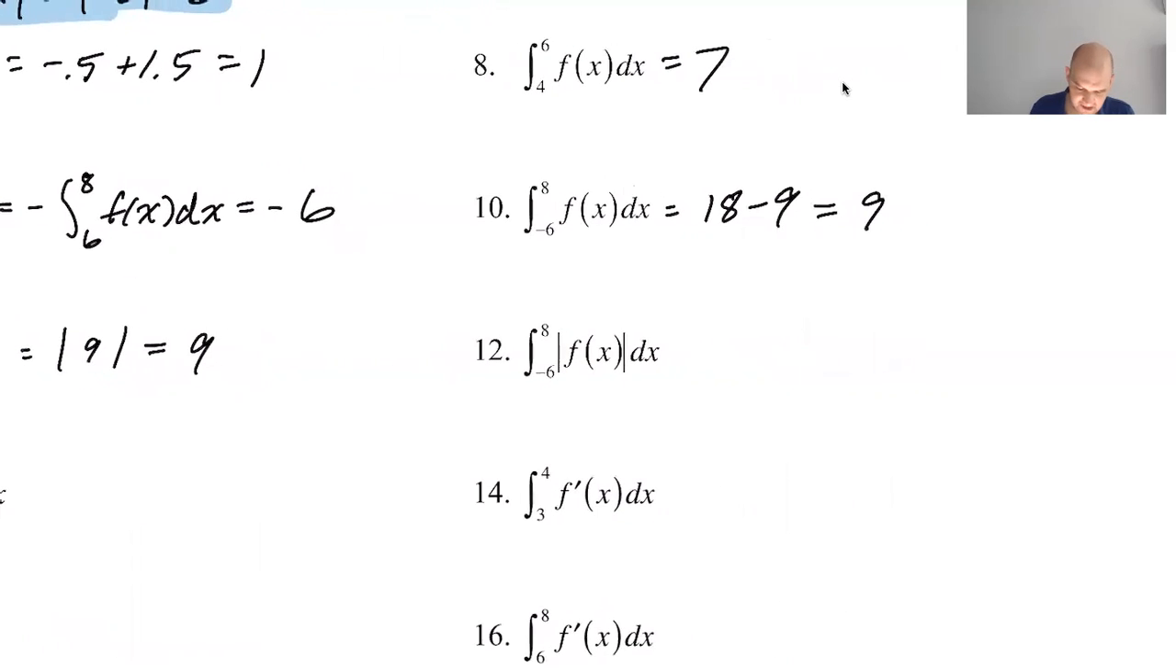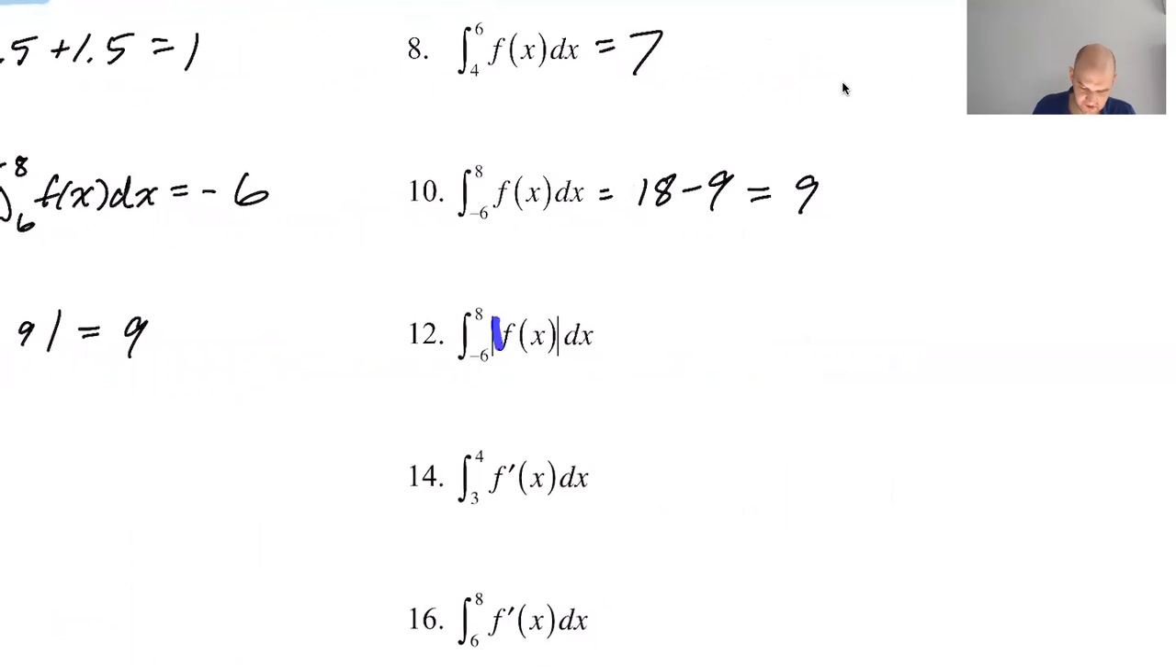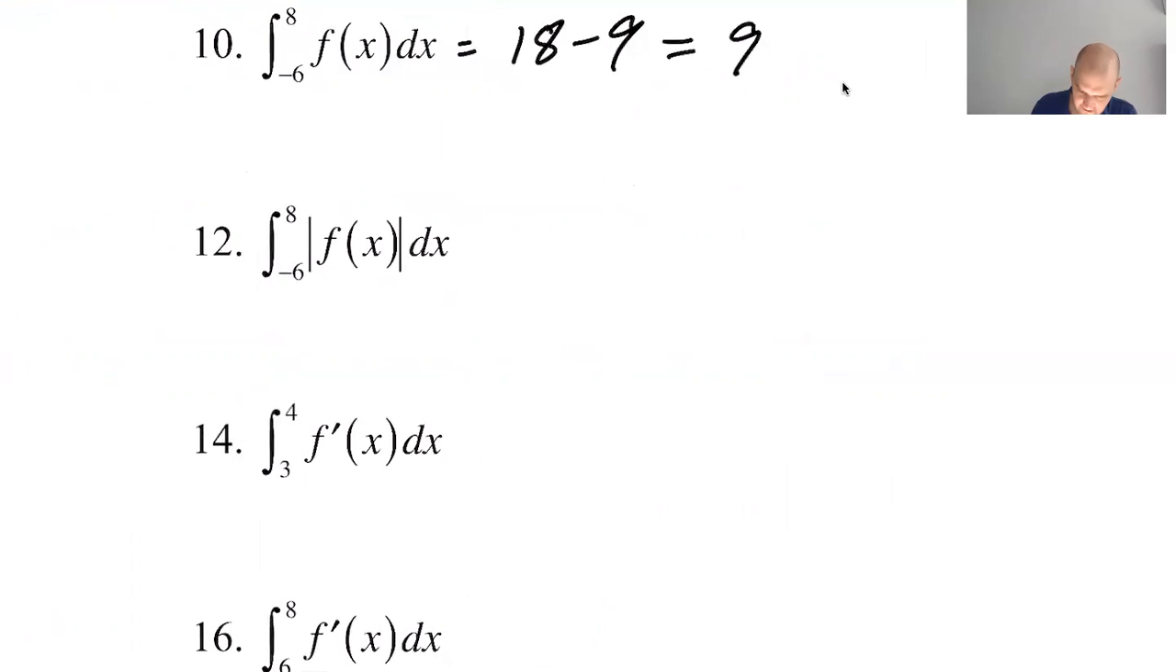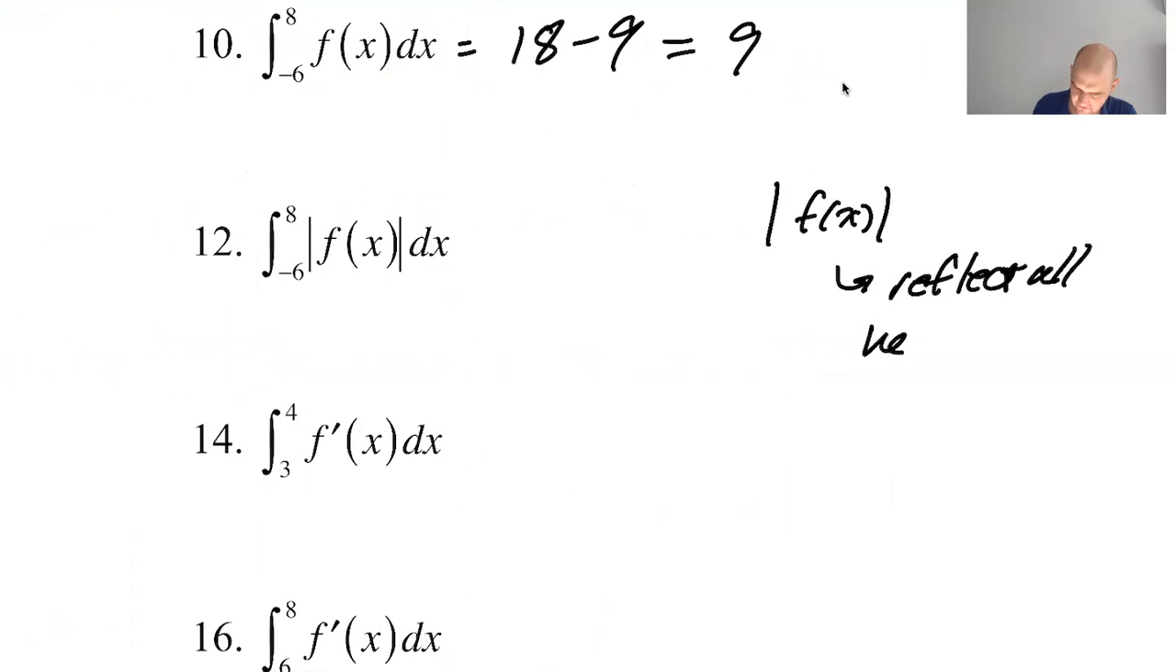The next question is actually different. So this one, there's still absolute value, but it's saying find the integral from -6 to 8 of the absolute value of f of x dx. So the absolute value of f of x dx is an important idea, right? The absolute value of f of x means we're going to reflect all negative parts above the axis, right? So that's what we're going to do. So you don't get any negative regions.